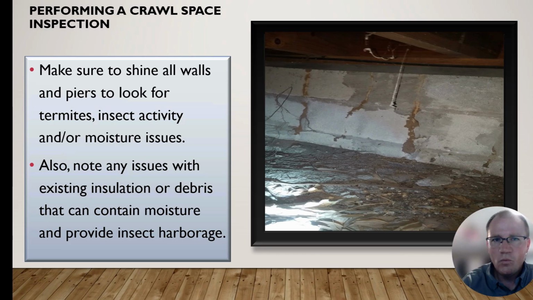One of the biggest things you're going to run into in a crawl space is termite activity. Once again, you're going to need to make sure you're shining all walls to look for things like this. You also need to look at the block piers in a crawl space to make sure there's not any activity around those. So as you can see in the photo here, there's some nice big termite tubes that have built up the outside wall of a crawl space here.